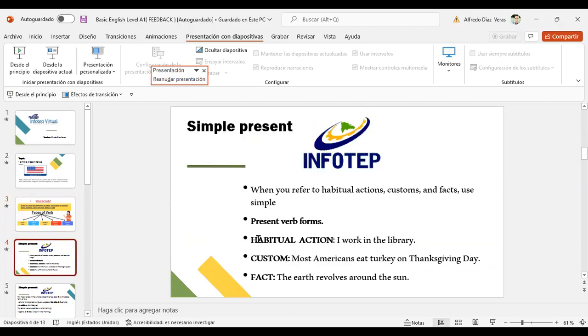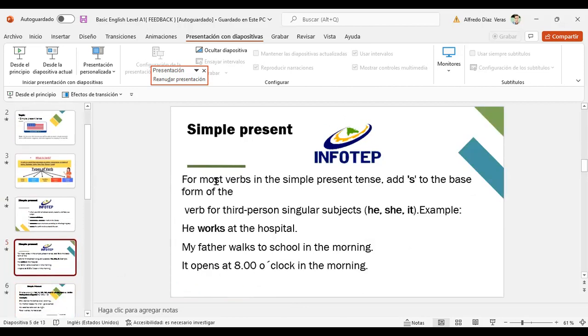In English, we use the simple present to talk about habitual action, like this: I work in the library. You can say, I work. We work. They work. We also use simple present to talk about customs. Example: Americans eat turkey on Thanksgiving Day, or most Americans eat turkey on Thanksgiving Day. Fact, something that you know is true: the earth revolves around the sun. This is simple present, not simple past.